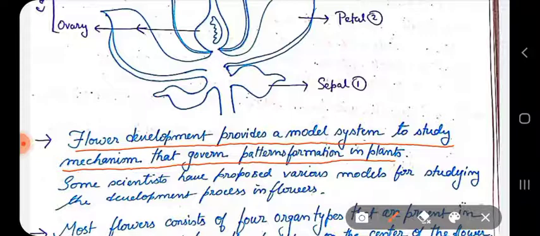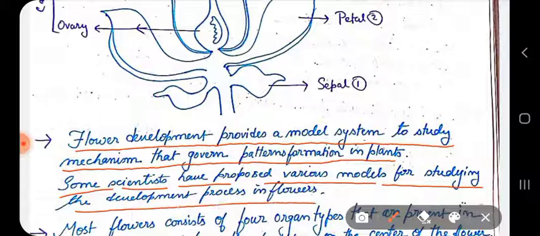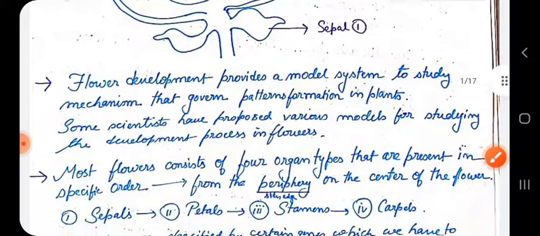Based on that, we scientists became interested in studying the genes that cause flower development. Even fruit development genes are also being studied. Which genes come under first influence, and what interactions occur with the other genes to make the flower develop? Some scientists have proposed various models for studying the development process in flowers.